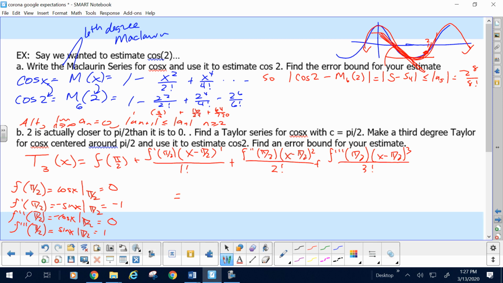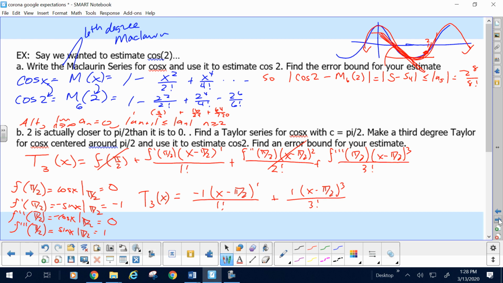So this guy, f at pi over 2 is 0, so that's not going to show up. And f double prime at pi over 2 is 0, so that's not going to show up. Instead, all I'll have is negative 1 times x minus pi over 2 to the first over 1 factorial if you like. And then what's your next term? Plus 1 times x minus pi over 2 to the third over 3 factorial. And that's your third degree Taylor. All right? So I made a third degree Taylor centered around pi over 2. Check. Now it says use it to estimate cosine of 2.